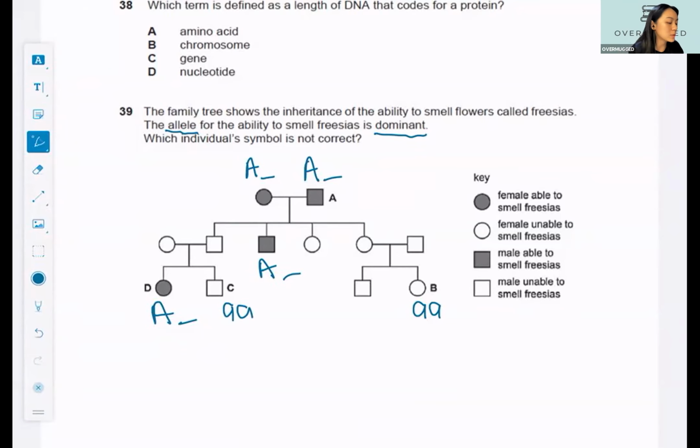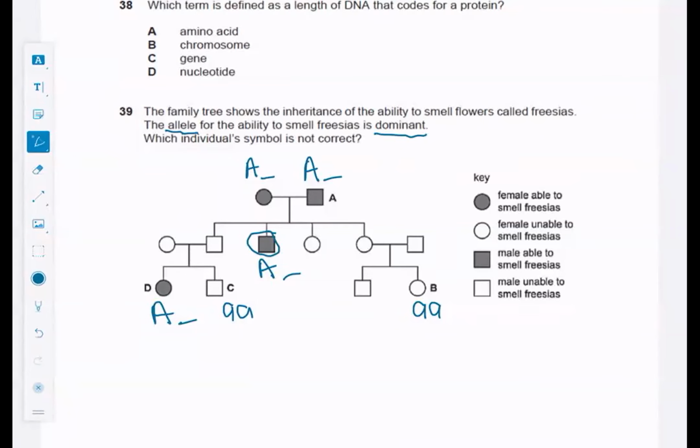So let's see from here. We start from the first row. Okay, this A, the male, and then the wife, they are both able to smell, which means that they will both have the dominant allele. So it makes sense that, okay, their kid may have a dominant allele, which shows here. Okay, that's okay. And then for B, both parents do not have that dominant allele. So it also makes sense that it has two recessive alleles, which is the small a.